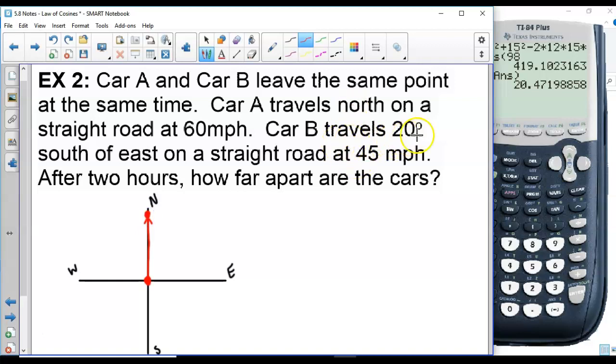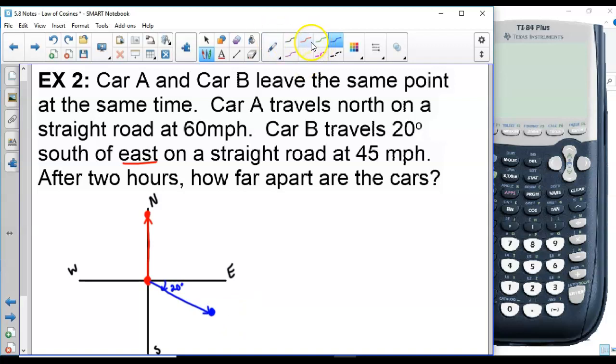And car B travels 20 degrees south of east. So whenever you are reading that, 20 degrees south of east, this might be one of the first times you've really seen that sort of specifics whenever you talk about direction. Typically we'll talk about northeast, northwest, southeast. This is a very specific direction. So it's 20 degrees south of east. So east is your main direction, and you're going to the south of that 20 degrees. So 20 degrees to the south of east. It's going to look like this.